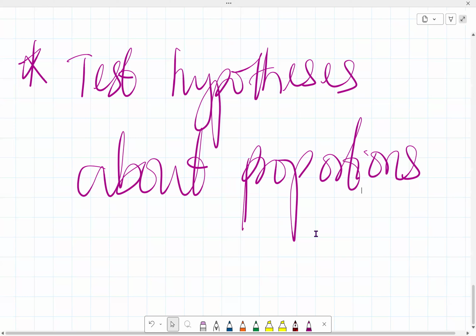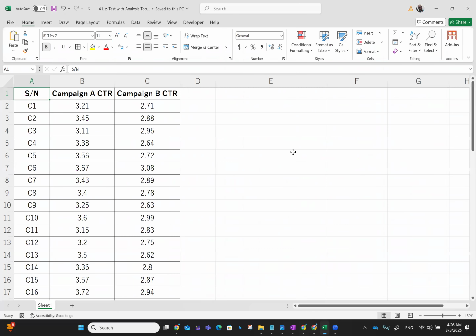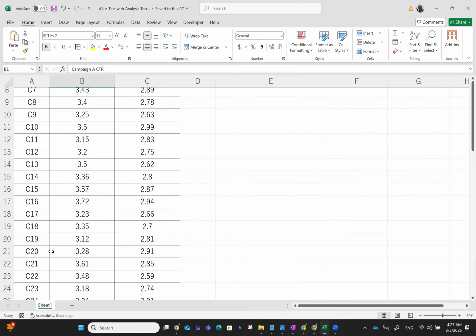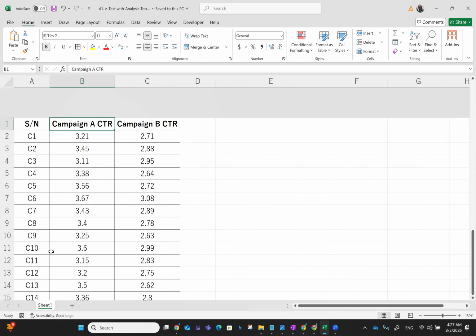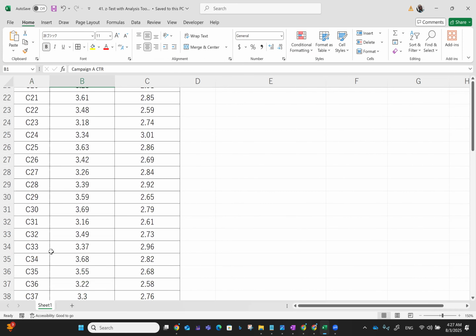So let's open an Excel sheet which has been prepared for this situation. Imagine that you run a marketing agency, and you run campaigns for people. You have two types of campaign, campaign A and campaign B, and you measure the click-through rate for each campaign, say for a YouTube or online campaign. You run the campaigns for 50 customers, customer 1 to customer 50, with known variances.